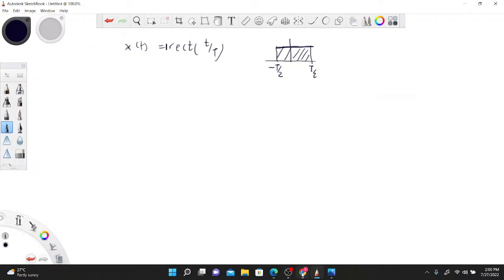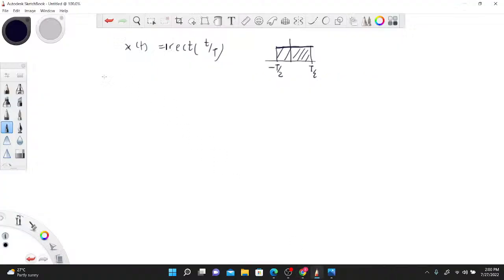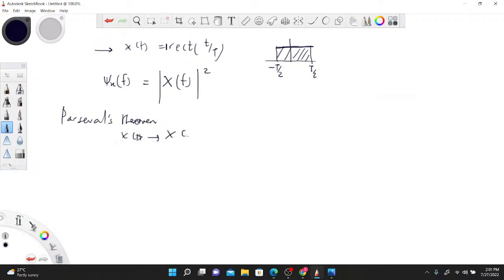Okay. And we are supposed to find the energy spectral density. So we know that energy spectral density psi x of f is given by X of f all squared. So I have to change this time domain function to the frequency domain, and Parseval's theorem is what helps us do that. So the transform takes x of t into capital X of f. So rect of t over T in the frequency domain will give us this.